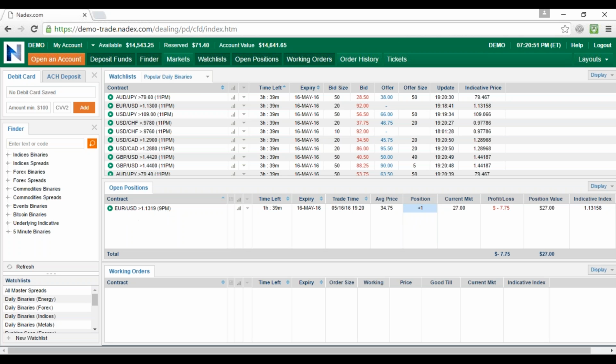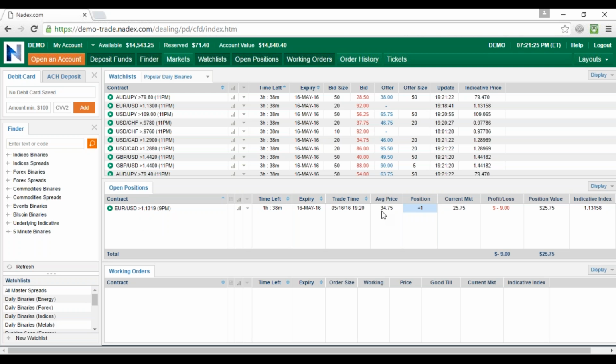Okay, so I bought this contract. I bought it for $34.75. If I hold it till expiration at 9 p.m., well, at expiration, it will either be worth 0 or worth 100, right? Because what did I buy? I bought the euro-dollar contract stating the euro-dollar will be greater than 1.1319 at 9 p.m., right? So if the euro-dollar is greater than 1319 at 9 p.m., this binary would be worth $100.